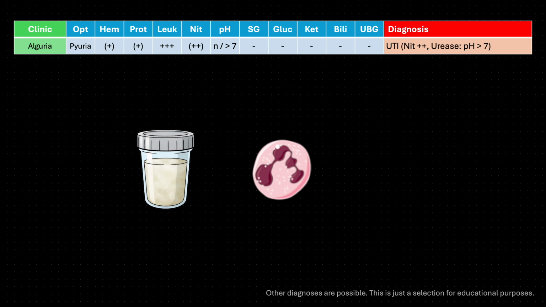This is the classic finding of a urinary tract infection, so a UTI. Leukocytes point towards inflammation. Nitrate can be present due to some bacteria producing nitrate, but not all of them do this. In UTI, there can also be small amounts of heme and protein in the urine when there is microbleeding due to the infection. In UTI, bacteria like E. coli can be found in the urine, but they are not measured with the dipstick.